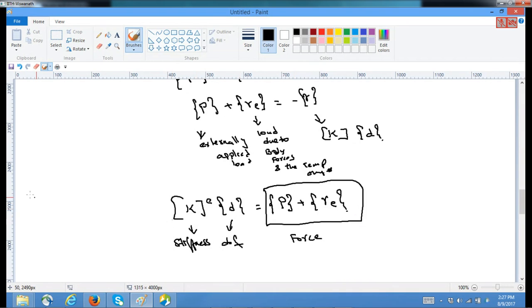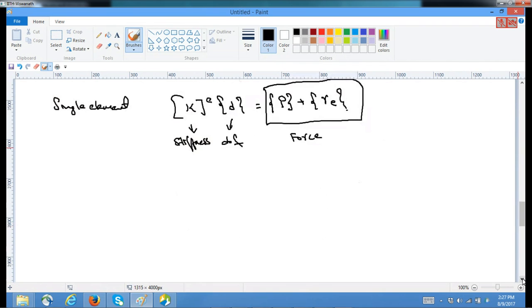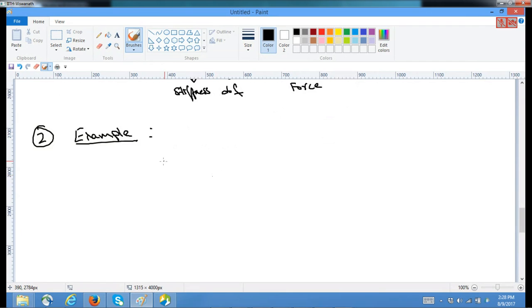But this is for a single element, an inclined member. For a given full truss, we need the full stiffness matrix. So in the second part of today, we will go with an example. Let's choose an example that will help us solve this problem. I will take the same example I have been solving earlier.